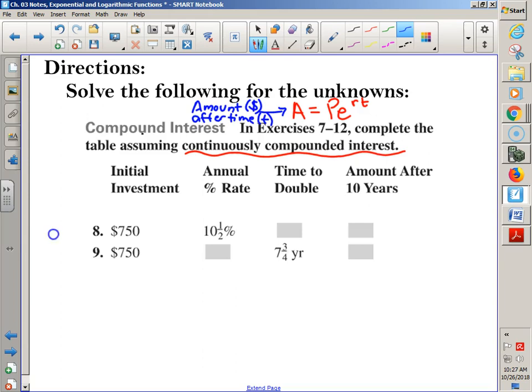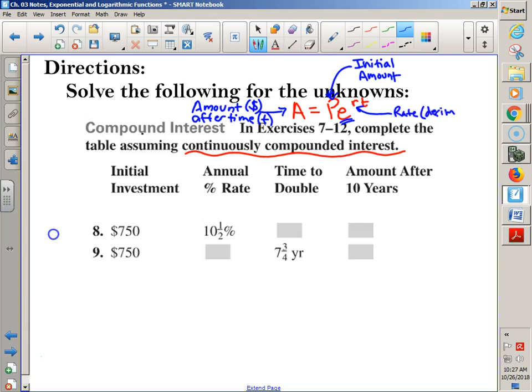P, we could call principal, but I'm just going to call initial amount. How much did you begin with? For accounts and stuff, you usually call that principal balance, but just the initial amount. What did you begin with? That's P. E is a number. We know who E is. R is a rate in a decimal.